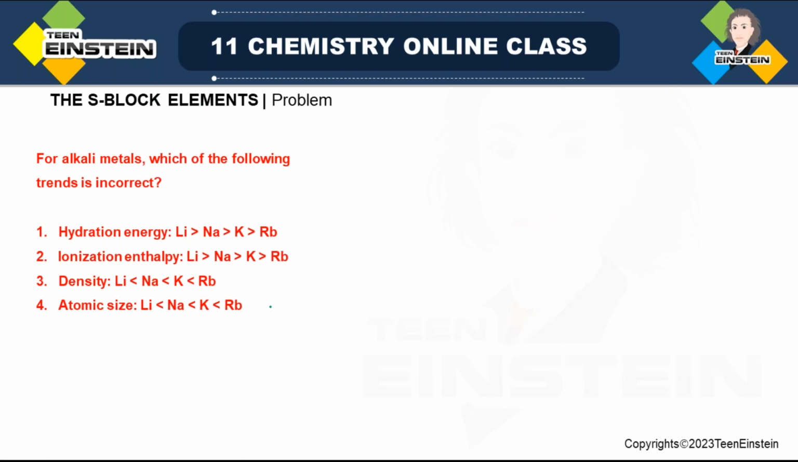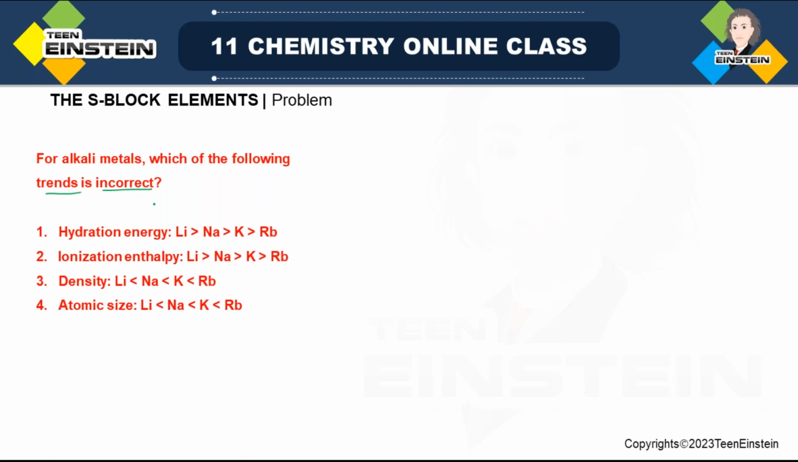For alkali metals, which of the following trends is incorrect? We have a total of 4 trends. The first one is based on hydration energy, second is ionization enthalpy, third is density, and the fourth is atomic size. And here we have 4 elements: lithium, sodium, potassium, and rubidium. All these are from group 1, that is alkali metals.